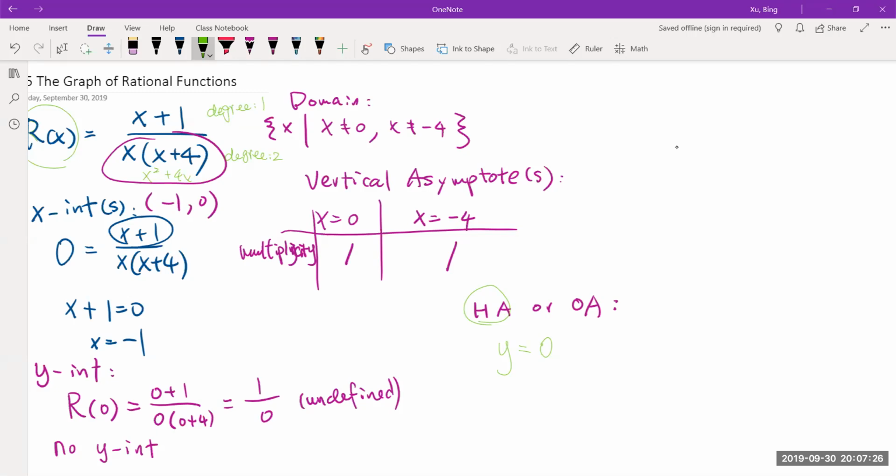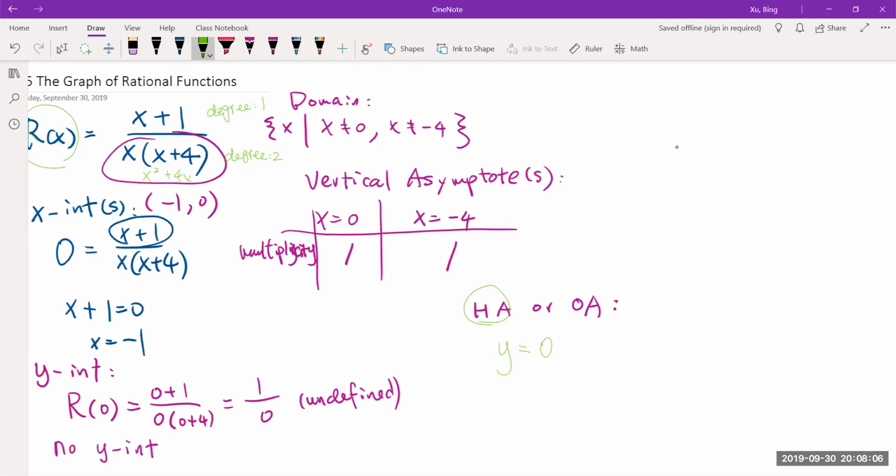Okay, so it's always 100%. If the degree on the bottom is 1 more than the degree on top, it's always 0. Not only one more, as long as the bottom is more than the top, then it's y equals 0. When they're equal, it's the ratio of the leading coefficients. Okay. When the top is 1 more than the bottom, then you have oblique. When the top is 2 or more than the bottom, then it's no horizontal or oblique asymptote, right?